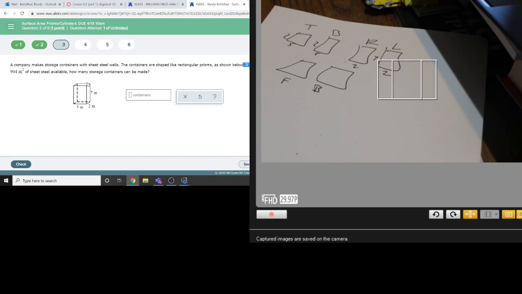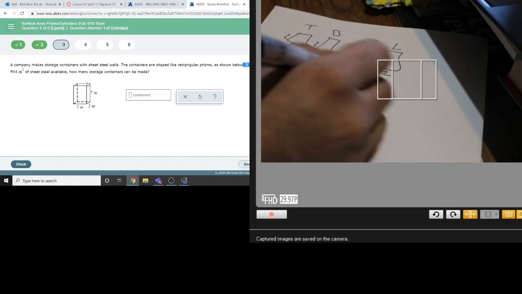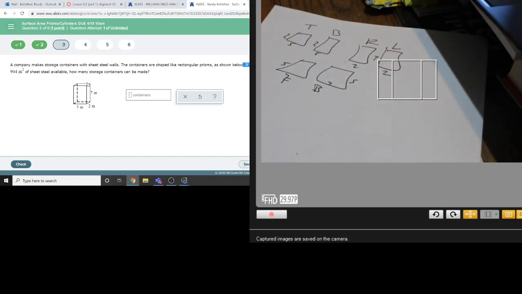5 here, 7 tall, so 5x7. And then the back is also 5x7 because they're always the same.